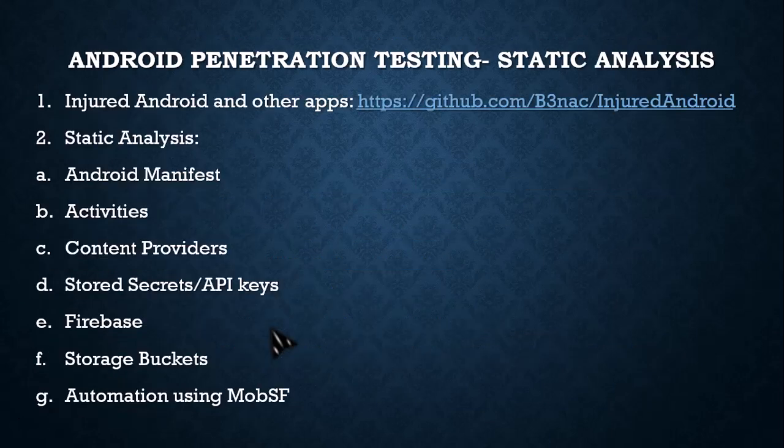Now, Android penetration testing, static analysis. What is static analysis? Static analysis is just testing the app without the app running. That is static analysis. You can do it automatically or you can do it manually. Now, in static analysis, you are going to check the Android manifest, which I'm going to show later. So don't worry, just be looking at what I'm saying. Later you will understand when we are doing the actual practical.